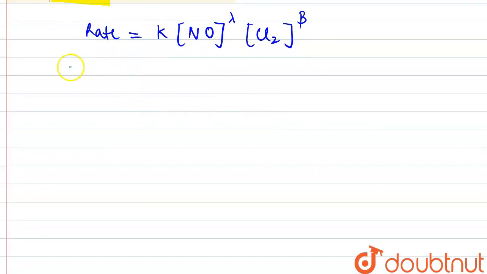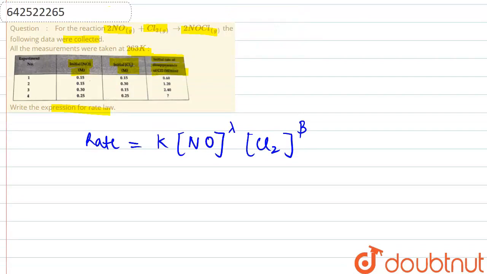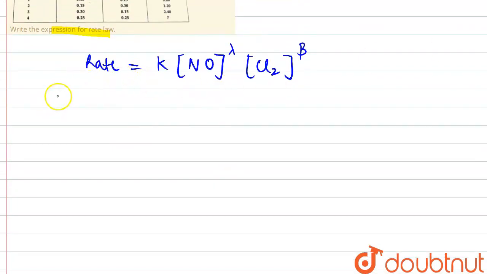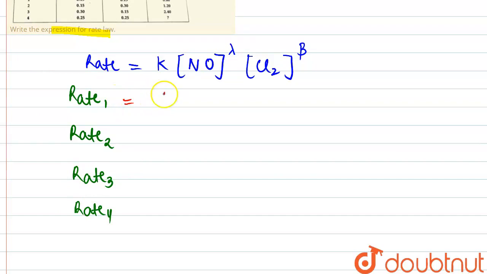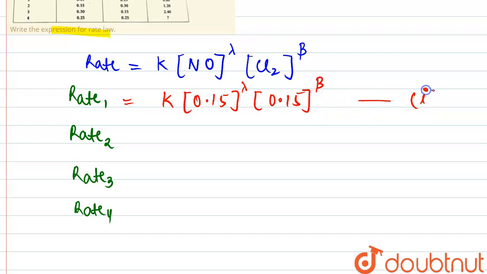So what we would be doing is writing the rate first of all for all of these experiments that we have. Let's say experiment number 1, we will write its rate expression, then for 2, for experiment 3, and for experiment 4. Okay, so let's pen down the first one. It will become K, the concentration of NO 0.15 from the table, raised to the power alpha, 0.15 raised to the power beta. Let's say this is the first equation.